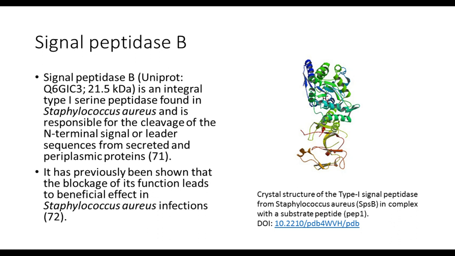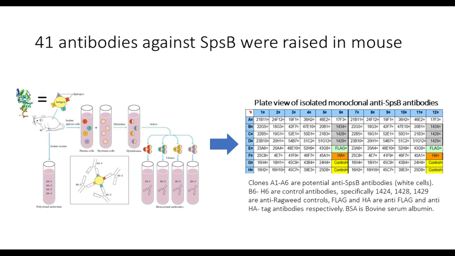As an example protein, we use signal peptidase B, which has been identified as a target to treat Staphylococcus aureus infections. And its purpose is to cleave signal sequences. So SPSB, in short, has been injected into a mouse, and using standard hybridoma technology, 41 individual clones have been harvested from the mouse. What we now need to know is where do those antibodies bind on the protein?